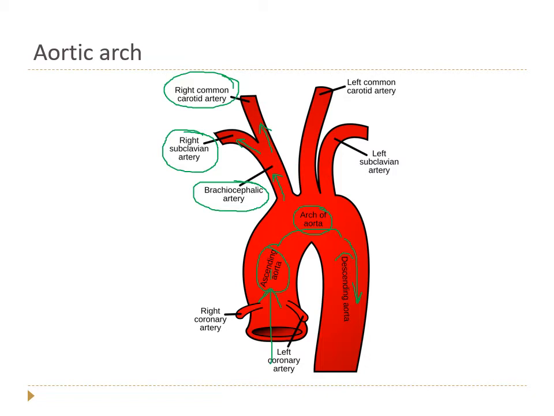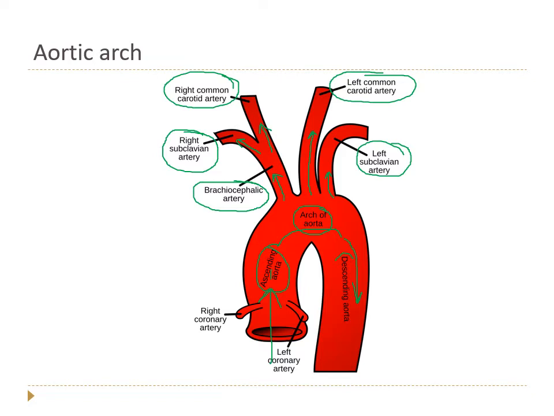On the left side, the common carotid artery, which is going up towards the head and the neck, gets its own branch off the aortic arch, and the subclavian, which is going out to the arm, gets its own branch off of the aortic arch. The reason for this is that on the right side, there's a really big vein located.